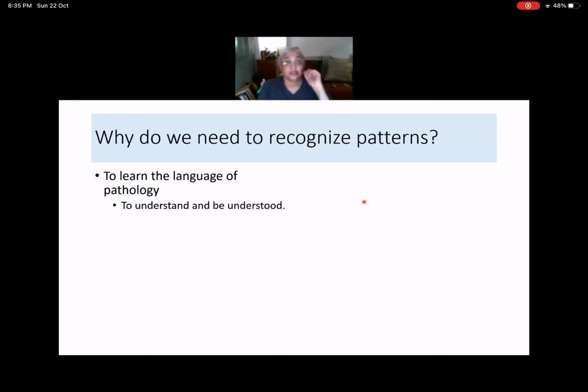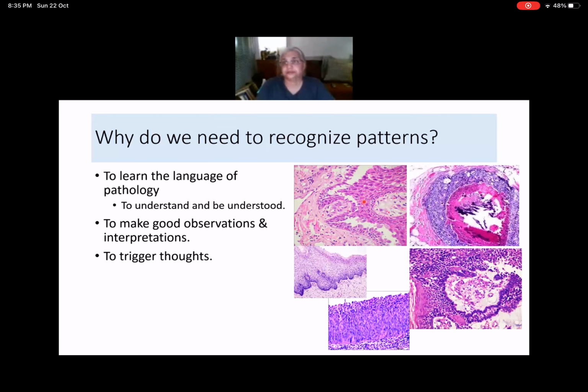Number one is to learn the language of pathology, to understand and be understood. If you don't know the language, it doesn't make any difference. How are you even going to know what pattern there is? You have to learn these patterns to make good observations and interpretations, because you know why? You trigger thoughts.